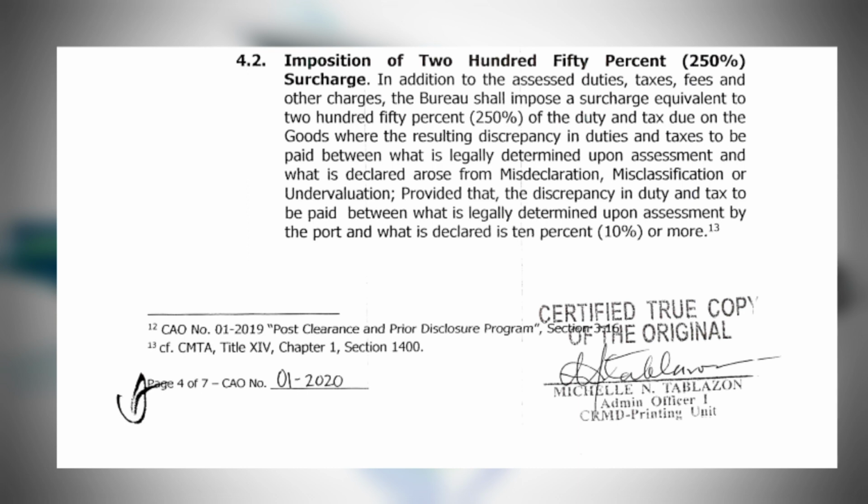4.2 Imposition of 250% surcharge. In addition to the assessed duties, taxes, fees, and other charges, the Bureau shall impose a surcharge equivalent to 250% of the duty and tax due on the goods where the resulting discrepancy in duties and taxes to be paid between what is legally determined upon assessment and what is declared arose from misdeclaration, misclassification, or undervaluation, provided that the discrepancy in duty and tax to be paid between what is legally determined upon assessment by the port and what is declared is 10% or more.